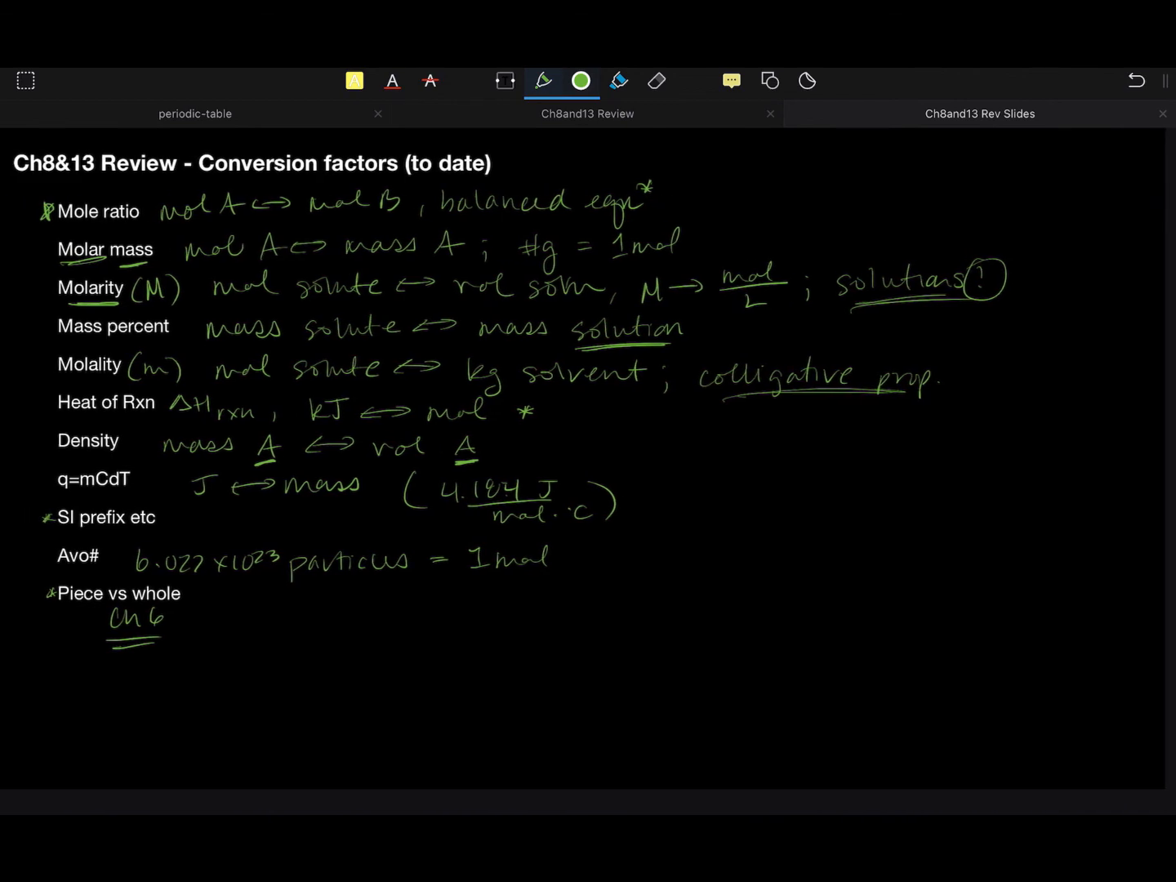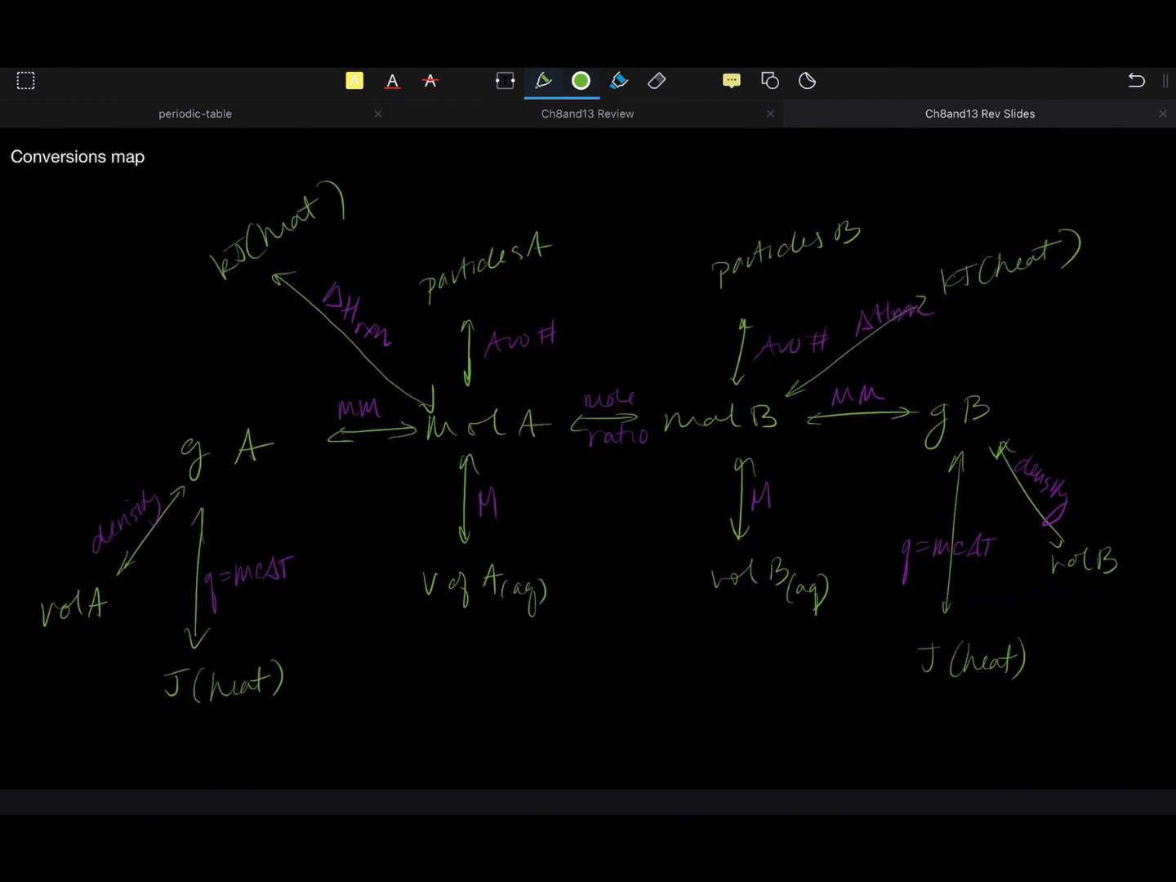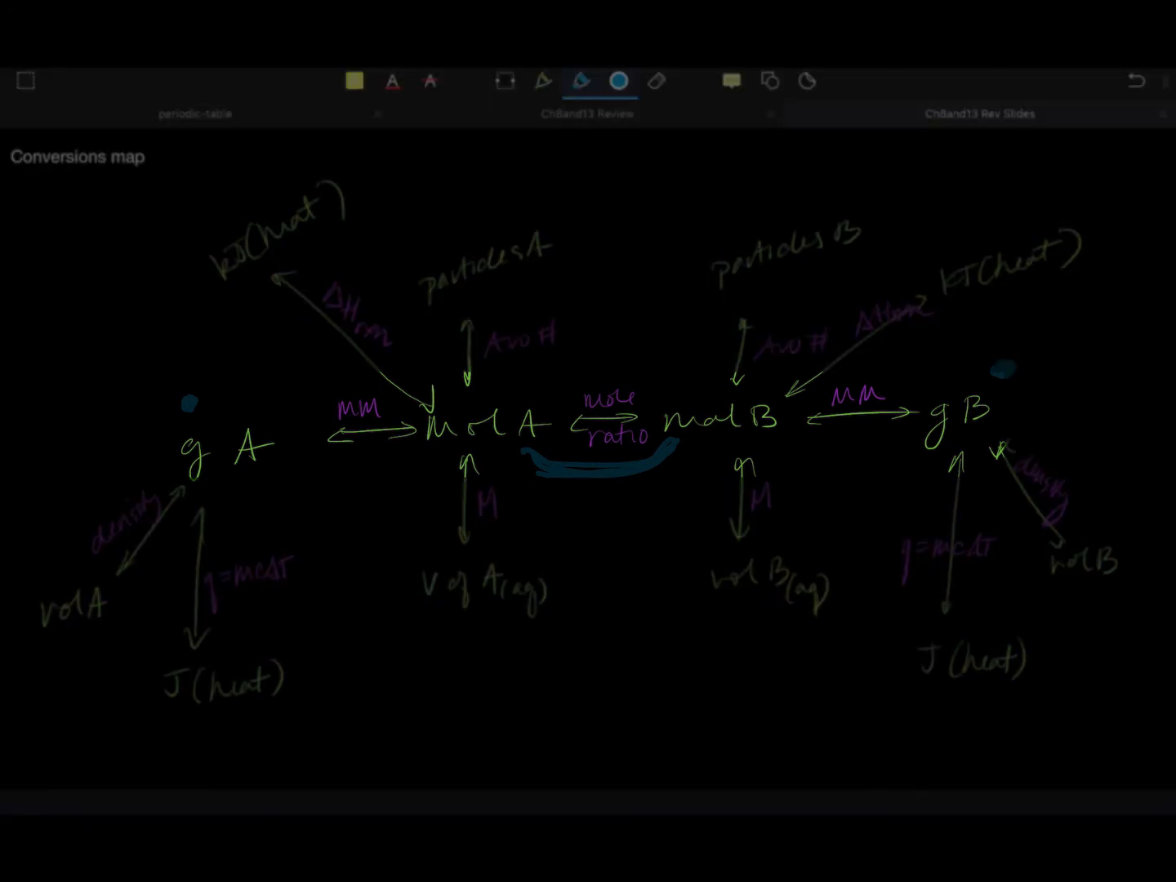Okay, so if we look at this, this is a roadmap, just like we talked about before, except now, like I said, it keeps getting bigger, and in the next units it'll get bigger. But the point is just to sort of organize all of our conversions. So we can go from mole A to mole B only using this mole ratio. That's the only way to get there. But we have all these other conversions. So for example, a lot of the basic stuff from chapter 8 was going from grams of A to grams of B, where step 1 is you would use a molar mass to get to moles, mole ratio to get to moles of B, and then molar mass to get to grams of B.